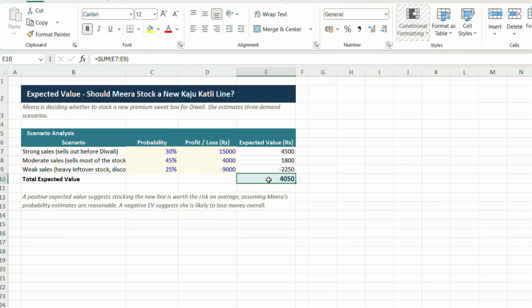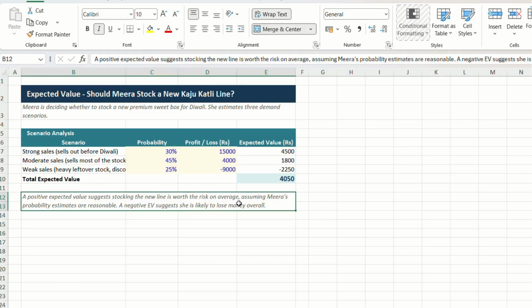So positive, we consider okay, it suggests stocking the new line is worth the risk on average, and if it's negative, she should reconsider the decision, or she can negotiate with the supplier.